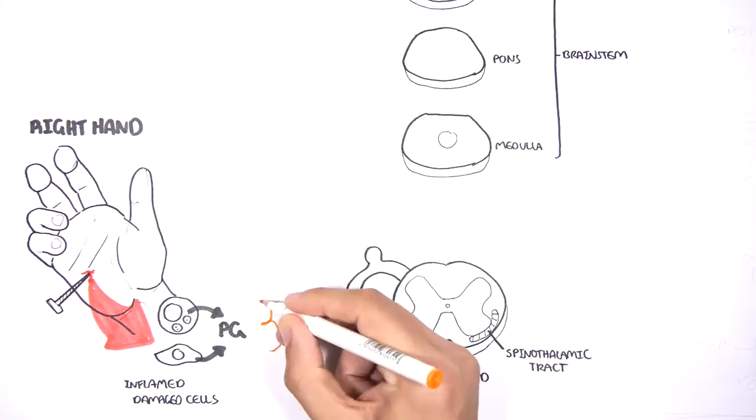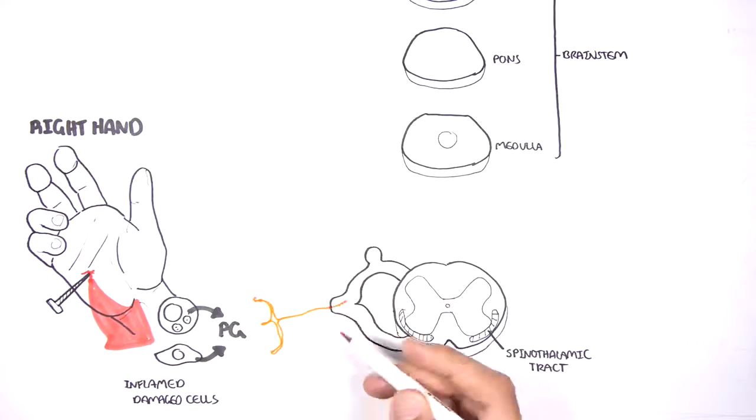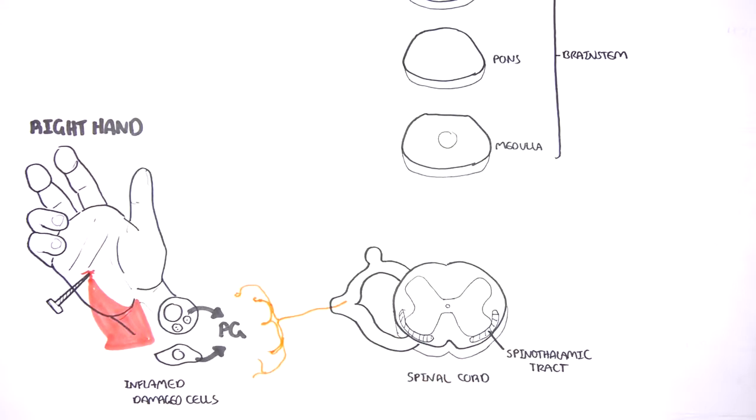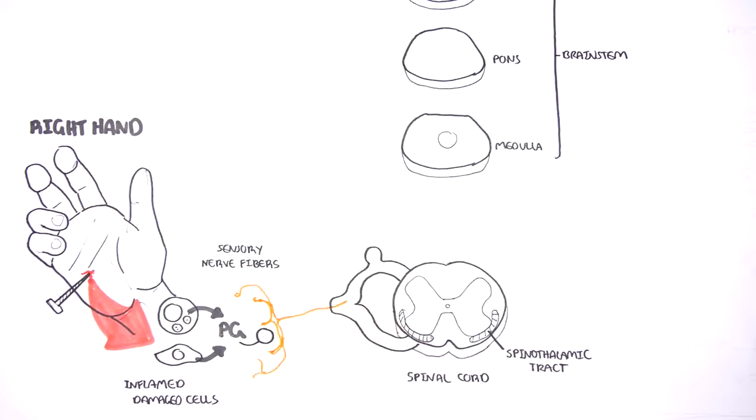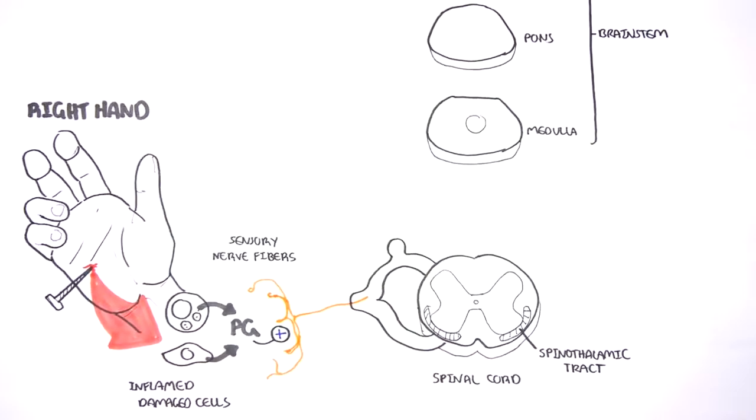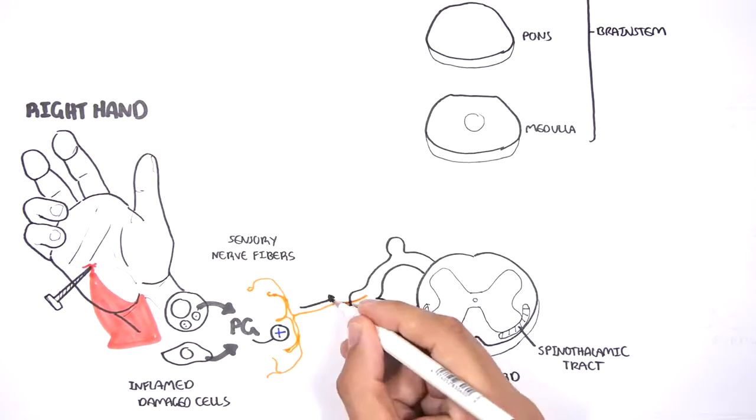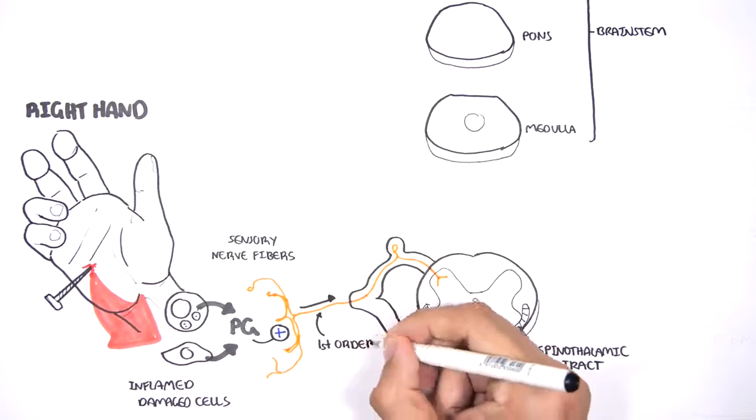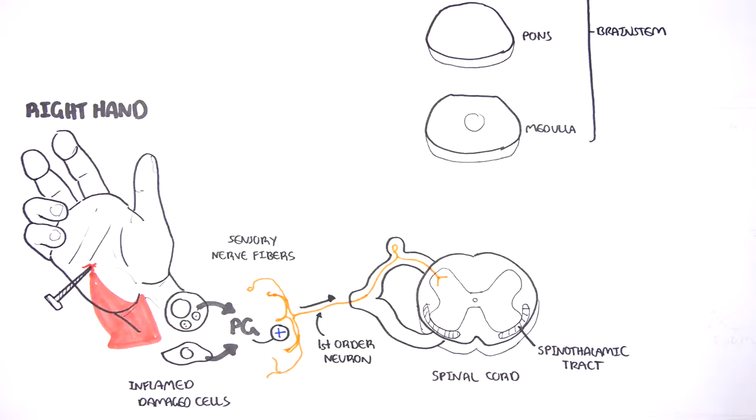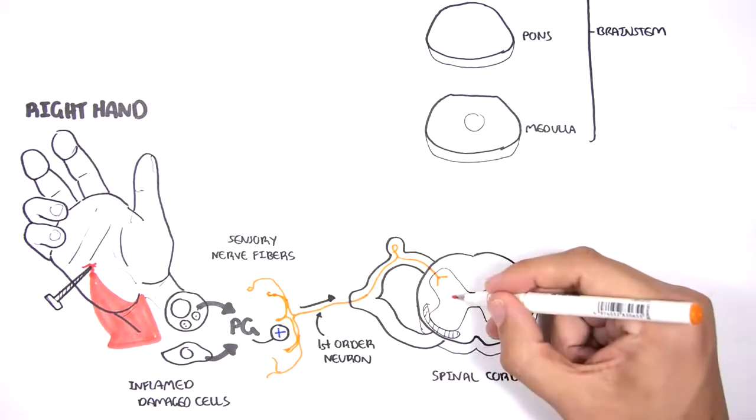Sensory nerve fibers exist all over our body. These sensory nerve fibers will respond to prostaglandins and will carry the signal or impulse to the back of the spinal cord, or the dorsal horn of the spinal cord. This neuron is a first-order neuron. Within the dorsal horn of the spinal cord, the first-order neuron will synapse and relay this signal, this impulse, to the second neuron.